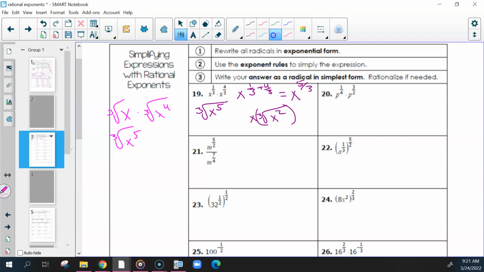Right, number 20. We are again multiplying like bases. We're adding our exponents, but these exponents do not have the same denominator. So you would have to make them the same. You can either do that algebraically or do it in your calculator, either or. What would your exponent be? 7.